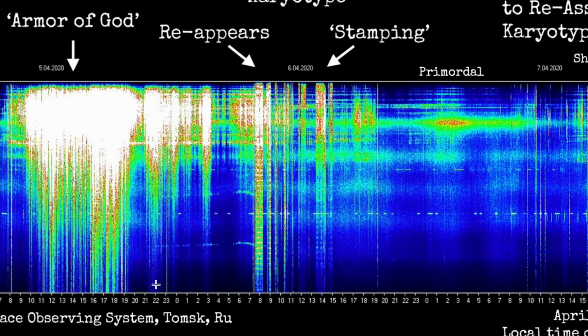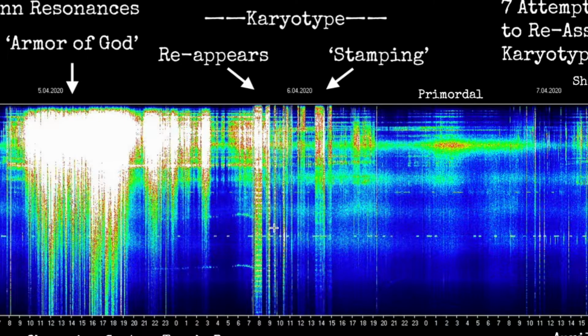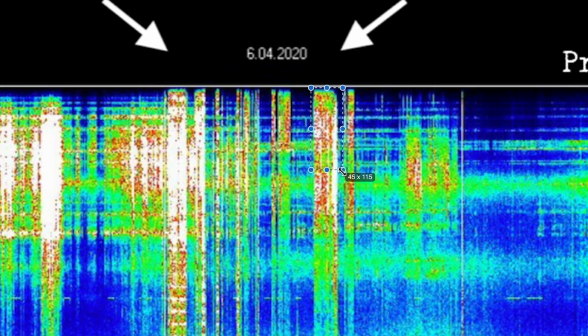So I'm telling a story here. I do look at the data on the charts, the scientific data, and I also bring in an intuitive analysis. So if this is the first time you're watching that, that's my approach. The way that I look at the energies in this chart and the resonances is from a perspective of quantum physics. And I also look at the interdimensional nature of these energies. There were 7 attempts to reignite the virus karyotype here. So 1, 2, 3, 4, 5, 6, 7.